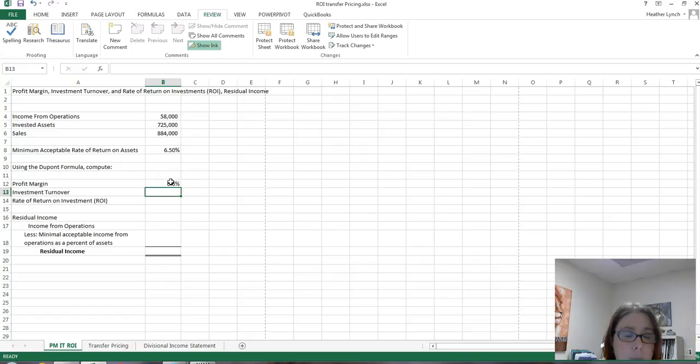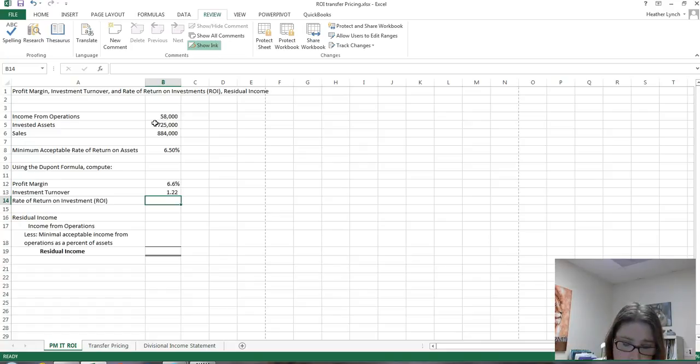Now your investment turnover. This is looking at the relationship between your sales and your invested assets. So dividing those out, you have 1.22 turnover on your investments.